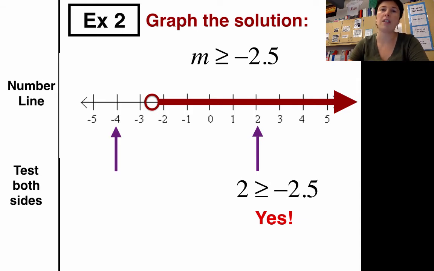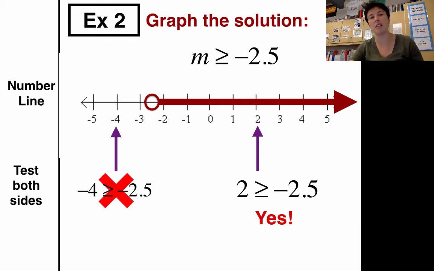The left side, if I tested it, negative 4 is not greater than negative 2.5. That's the one that fails. I'm going to exit out. That side can't be shaded. It fails the test. And so I'm pretty much done.